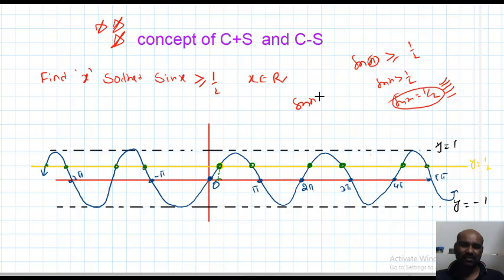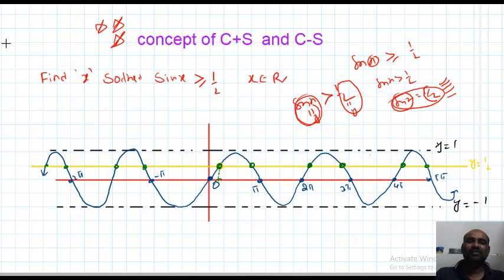All of you listen. Sin x equal to half means you need to draw the graph of y equal to sin x and the graph of y equal to half. The intersection gives sin x equal to half. But sin x greater than half means the output values of y equal to sin x should be greater than the output values of y equal to half, and we need to identify that on the graph. So I will show you.